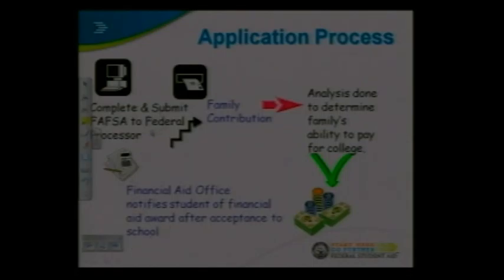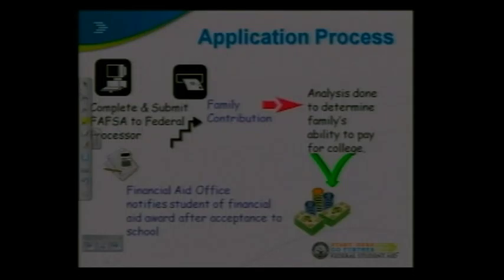So you complete the FAFSA form. What happens? It goes to our federal processing center. Whether you mail it in or do it electronically, it's going to a processing center. They're going to calculate your expected family contribution. You can't use it dollar for dollar. If it comes out $10,000, it doesn't mean that your family has $10,000 to contribute.